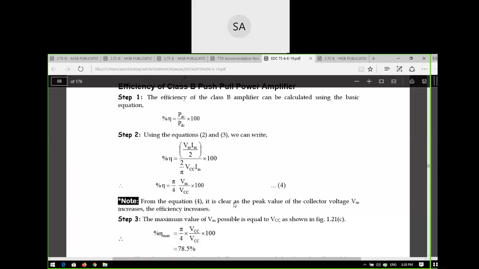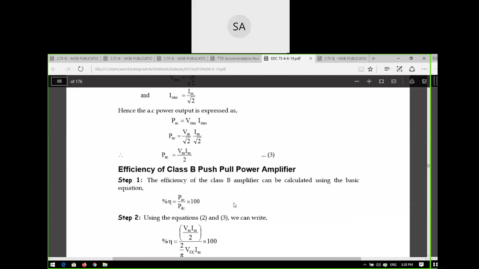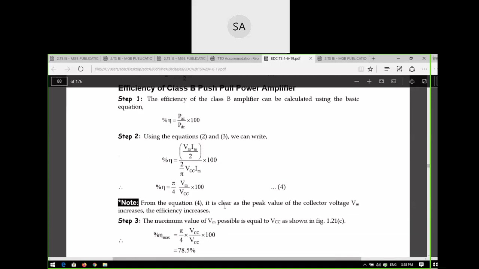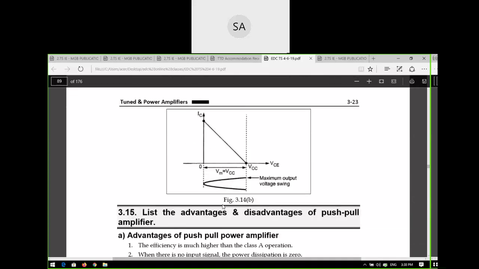So you will get more efficiency compared to the class A power amplifier. For a class A power amplifier, it is a maximum of 50 percent, whereas for the class B push-pull amplifier, you will get 78.5 percent efficiency. So it is more improved compared to your class A power amplifier. You can see this in the derivation of efficiency.